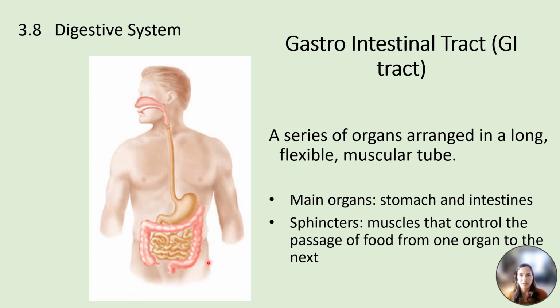So our digestive system consists of 6 major organs: the mouth, the esophagus, the stomach, the small intestines, the large intestines, and the rectum. And then there are 3 accessory organs, really important ones that we're going to talk about: the pancreas, the liver, and the gallbladder.